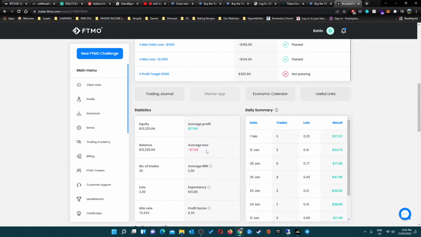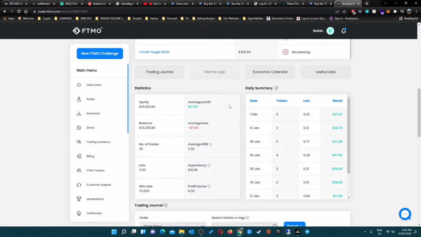Its average loss was negative $7.64, average profit was $17.59, average reward risk ratio was 2.3, expectancy $10.86, and the win rate and profit factor. We've got all that there. So the higher the profit factor, the better. Basically, if the profit factor is above 1, the trading system indicates profitability. In this case, it's 6.33.